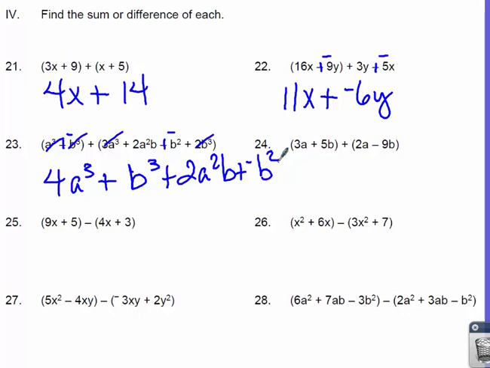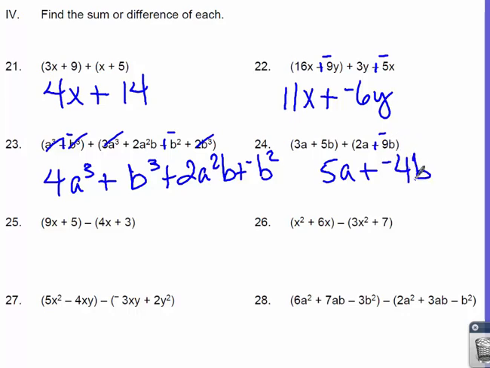Now, number 24, this set of parentheses is good. This one's not, so I change this. I look at my plus, it's good. I combine like terms. 3a and 2a make 5a, plus 5b and negative 9b make negative 4b.